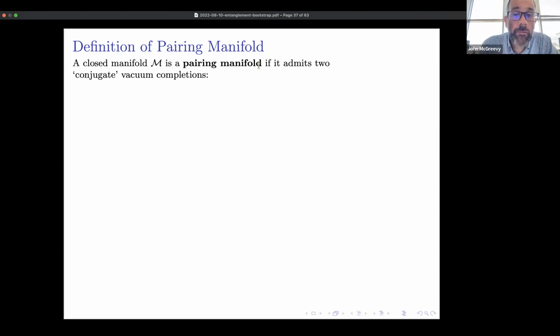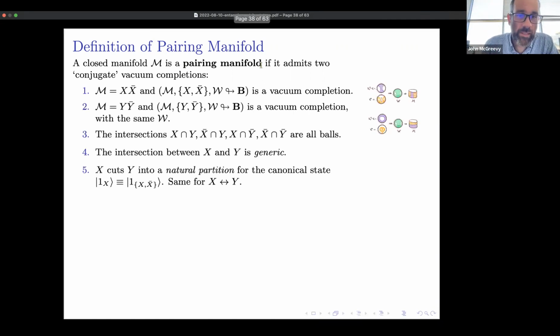M is a pairing manifold if it admits two vacuum completions, if it can be built in the way that I just described in two different ways, which are sort of conjugate to each other in the following sense. So it's a little complicated, but please bear with me. M can be decomposed into X and its complement, where X is some region of interest, such that this is a vacuum completion in terms of some immersion W.